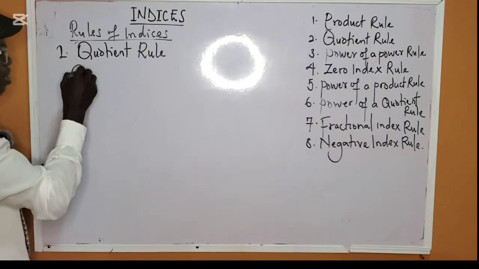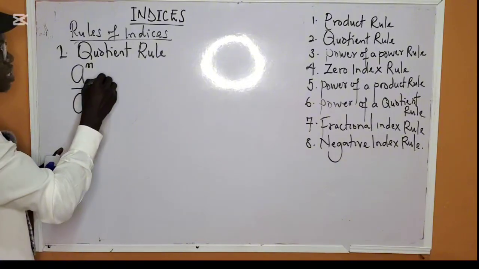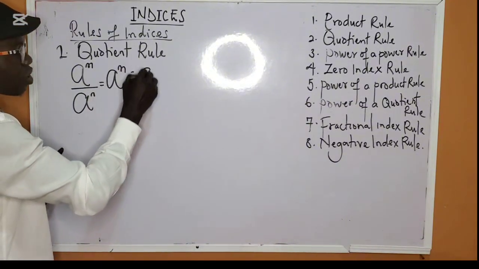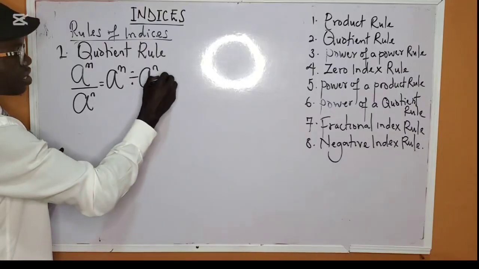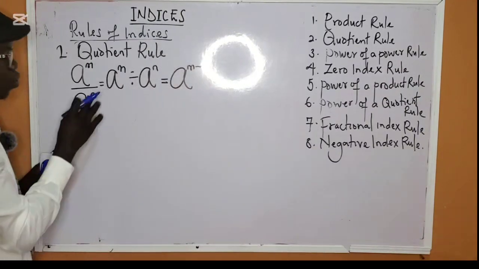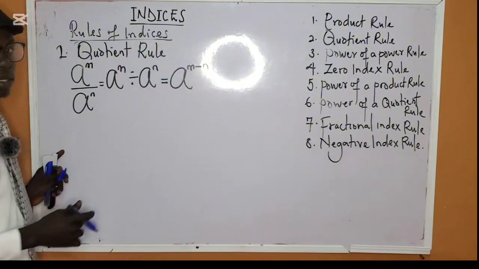So a raised to the power of m over a raised to the power of n can be written as a raised to the power of m divided by a raised to the power of n. And that equals a raised to the power of m minus n. Whenever we are dividing the same base, we subtract the powers.